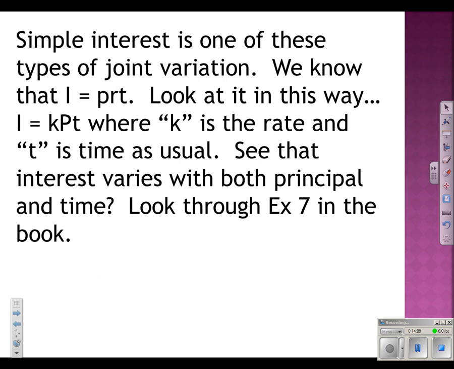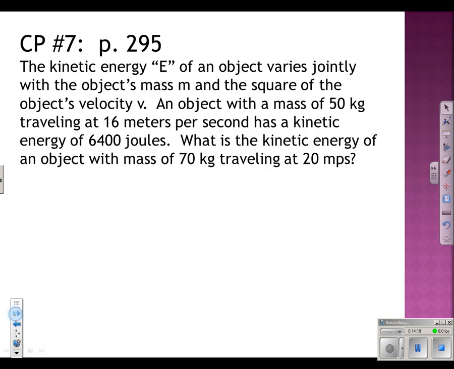Example number 7 in the book deals with a simple interest problem. We're going to look at a different situation with the checkpoint problem that's underneath it. So you guys go ahead and look through the book example number 7. I'm going to take you through checkpoint number 7. Checkpoint number 7 deals with kinetic energy of an object which varies jointly with the object's mass and the square of the object's velocity. Okay, so if we're looking for an energy that is directly varied, I'm going to have k times its mass and also its velocity squared.